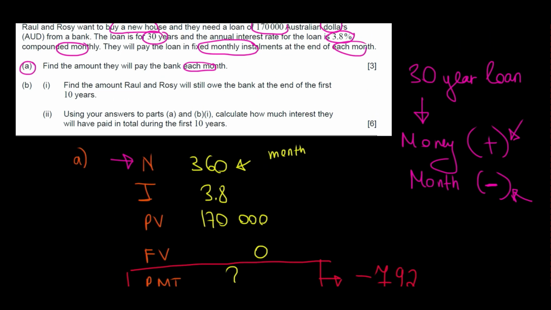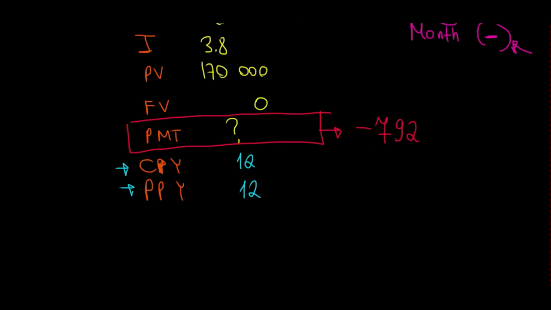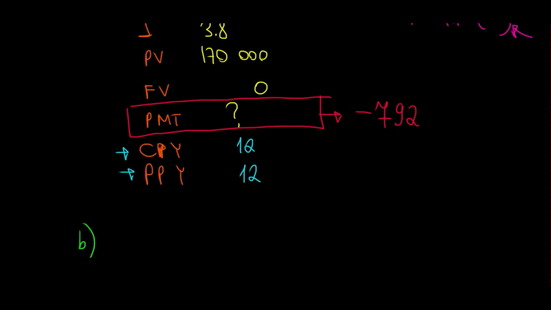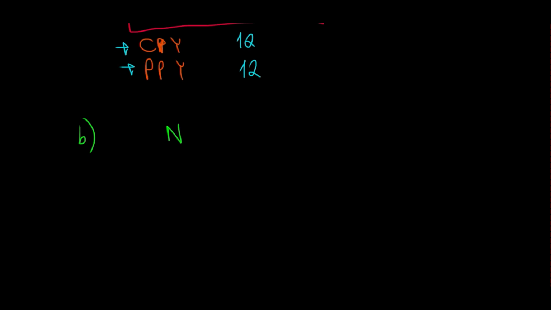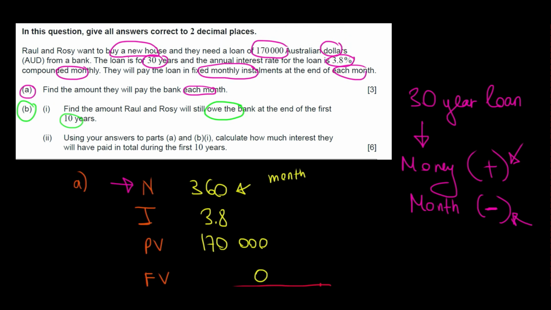Let's continue. We have question B. Question B says, find the amount Raul and Rosie will owe the bank at the end of the first 10 years. All right, we're going to do something very similar again. For question B, you will still have to use the finance solver one more time, so you will have the same things, but now you have something slightly different. You have to consider 10 years as a time frame, right? So after 10 years, how much do you owe the bank.